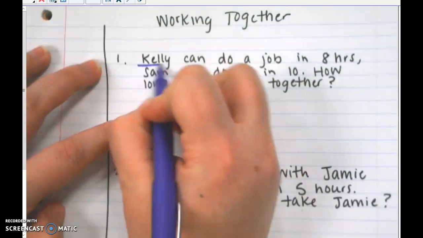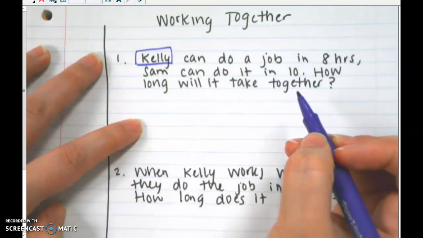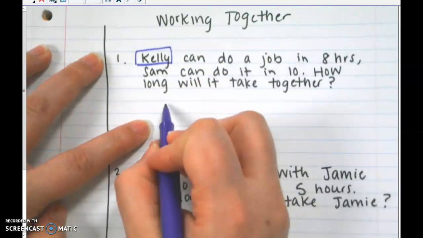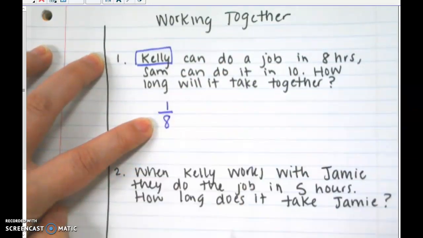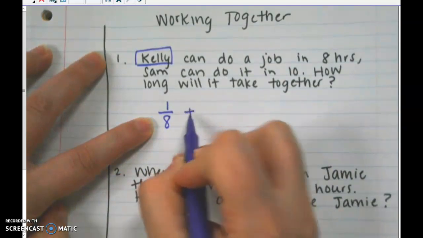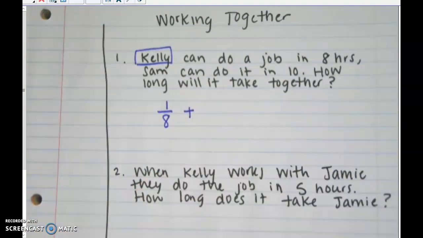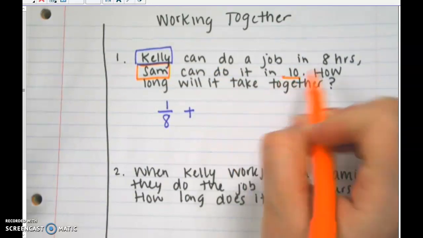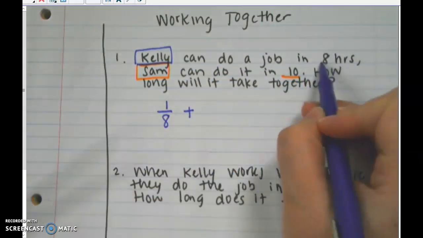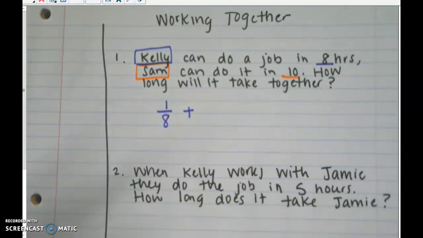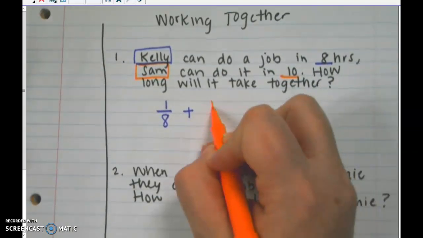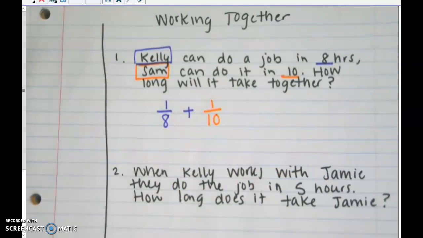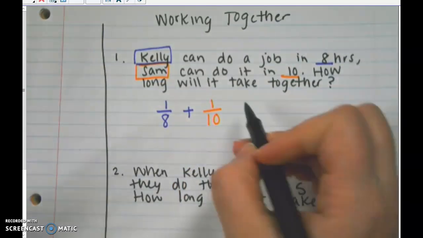All right, so I am going to have one ratio for Kelly, one job in 8 hours, plus whoever she is working with. So there's Kelly. Who is she working with? So Kelly is working with Sam. And so Sam can do the same job in 10 hours. Let me color code this a little bit. So Sam's rate is one job in 10 hours. How long will it take them to work together?